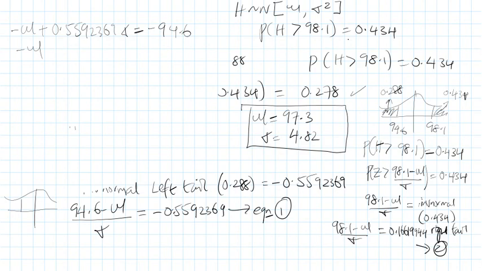mu is equal to 97.29, sigma is equal to 4.824. Okay. And that's B done. So I've just rewritten the two equations which you used to get these two answers. Yeah, perfect. Okay, now it's 100 randomly selected plants.